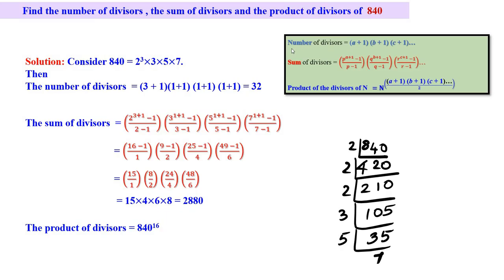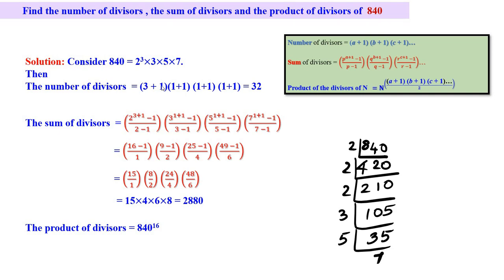Now we have this formula which states that the number of divisors is given by (a plus 1)(b plus 1)(c plus 1), the sum of divisors is given by this, and the product of the divisors by this. We know that any number can be written as p power a, q power b, r power c, and so on. So the indices are a, b, c, and d in this case. So a plus 1, b plus 1, c plus 1, d plus 1.